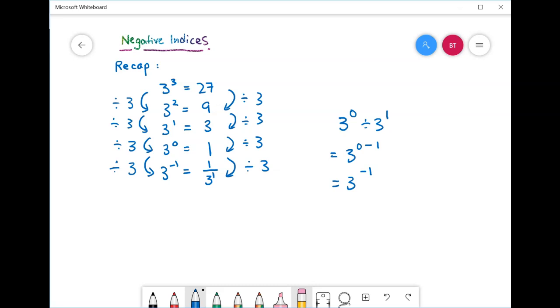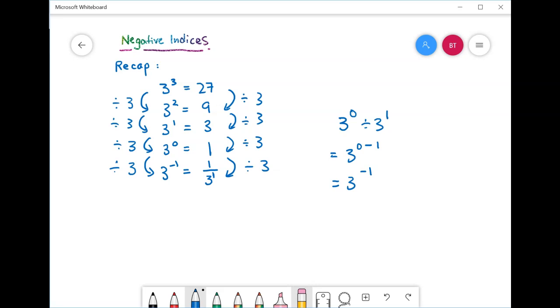Now I pause over here to make a very important observation. This allows me to convert a negative index to a positive index. Notice on the left hand side 3 has a negative index, whereas on the right hand side in the denominator over here is 3 to the power of positive 1. I have now successfully converted the index from negative to positive. However, this base 3 has now gone into the denominator. So let's take very good notice of this.